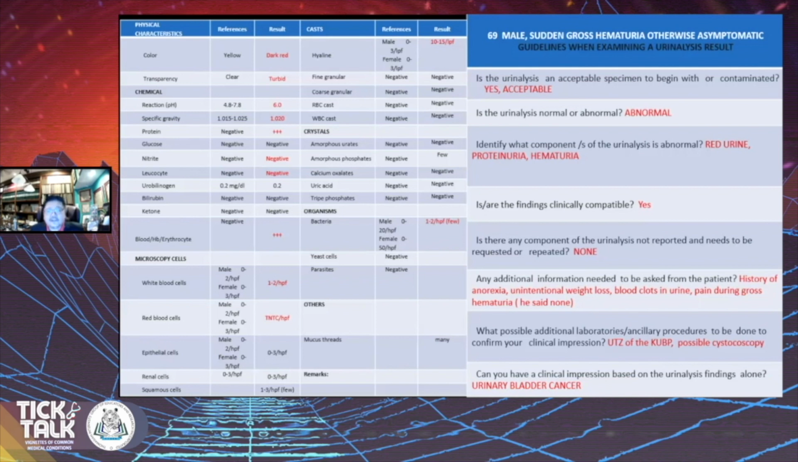Definitely a history of anorexia, unintentional weight loss. Remember, this is a 69-year-old male with sudden gross hematuria, otherwise asymptomatic. But upon history, there was unintentional weight loss, and blood clots in the urine, unlike in other cases where I failed to write the blood clots in the urine. I retract myself there. And then also there's a blood clot in the urine. And pain during gross hematuria, but he said there's none. Okay, so what shall we do? We should do an ultrasound of the kidney and possible cystoscopy.